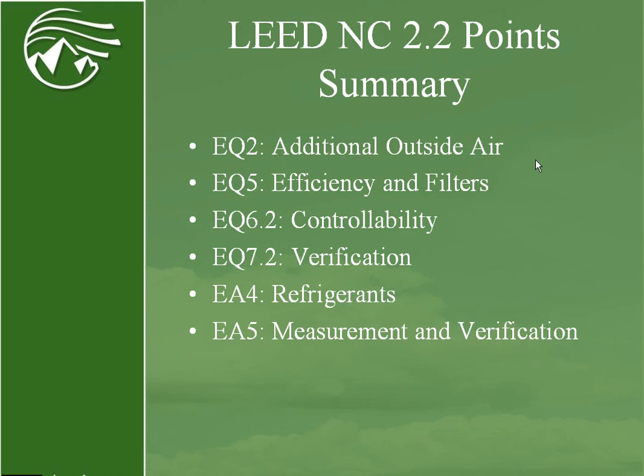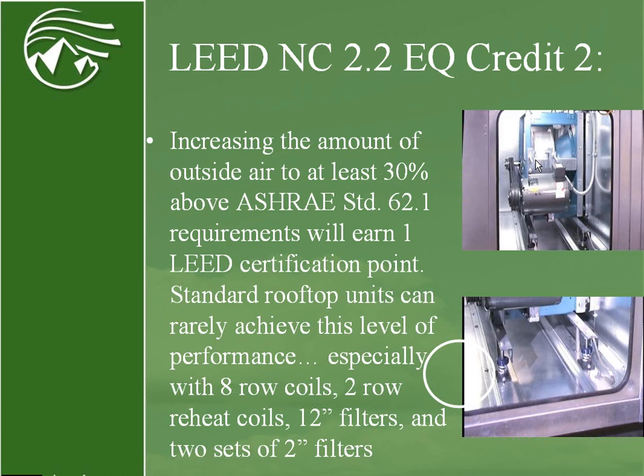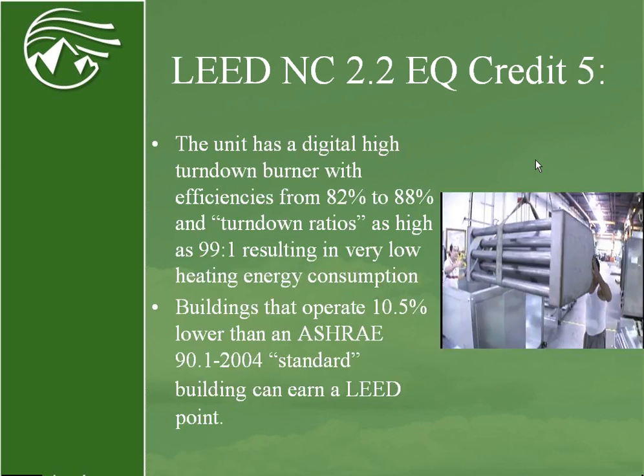So if you look at LEED for new construction, there are multiple points that apply to these dedicated outside air units. We have the additional outside air, efficiency and filters, controllability, verification, refrigerant, and measurement and verification. So we'll go through each one of those briefly. Because with these systems, we're increasing the amount of outside air to at least 30% above 62.1. You can earn a LEED credit just for that by increasing the amount of ventilation a third. Like I said before, a standard rooftop unit is not made to handle that much outside air, so it's typically not attainable with a standard rooftop system.